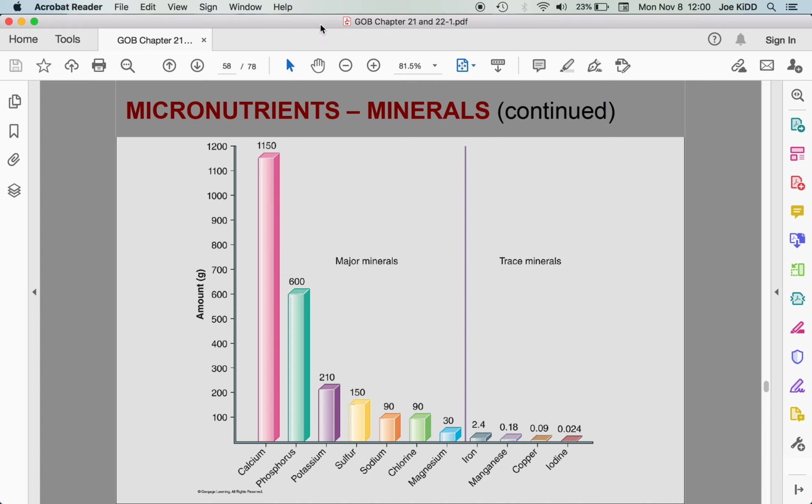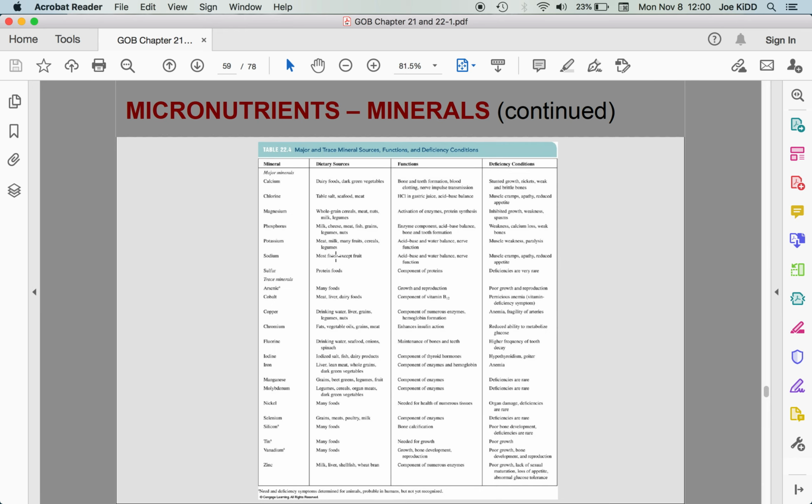Again, here you can see the amounts of each of these in terms of grams that our body needs. It shouldn't be shocking that calcium is the greatest since it makes up a good amount of our bones. Then we go on to phosphorus and potassium, and so on, all the way to our trace minerals, which would be things like iron, manganese, copper, and iodine. And again, here's a list of dietary sources, functions, and deficiencies that come from these major and minor minerals.